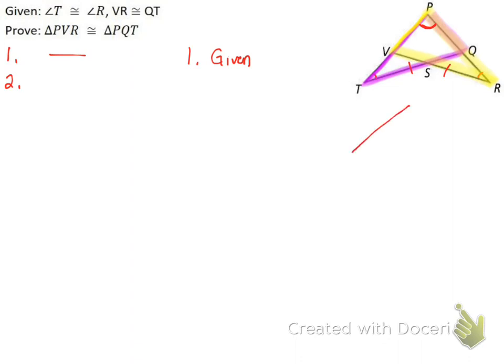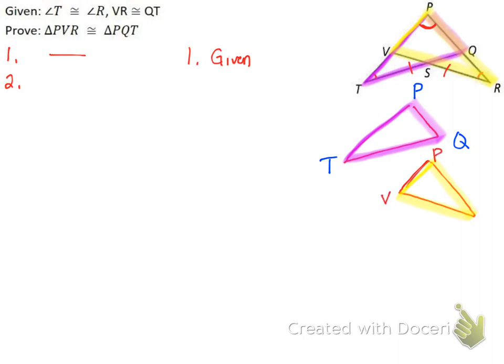So like if I were to redraw it, there's my purple triangle. And then if I redrew the other one, there's the other triangle. So this is TQP, and this other one is VPR. And so I've got angle, side, and then there's an angle over here. Same thing with this one. I have an angle here, and an angle here, and then the side here.